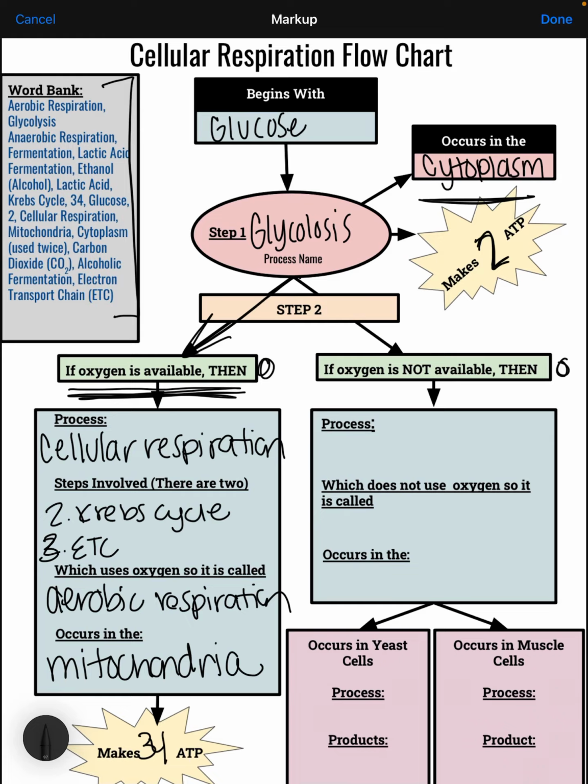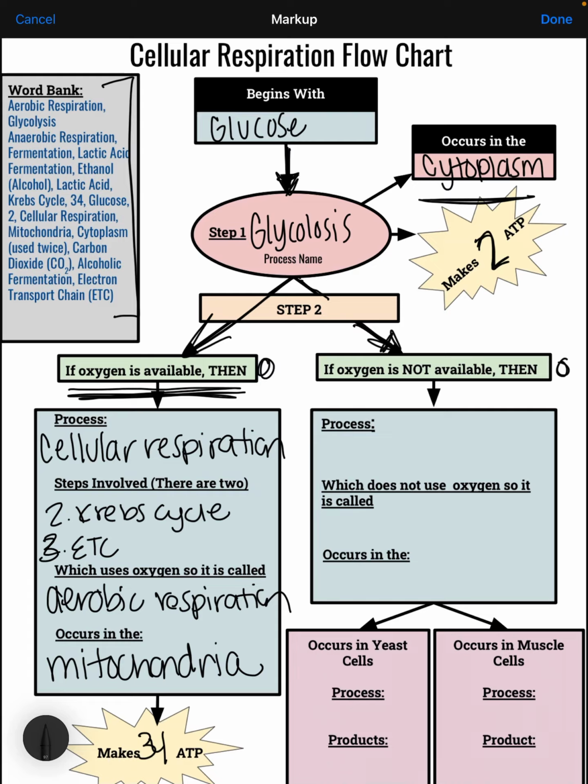Now, if after we have that one glucose molecule, we go through glycolysis, we make our 2 ATP, and there's not oxygen, we're not going to be able to take the highway. There's an obstacle in our way. We're not going to make energy quite as efficiently, but we will still make energy. If there is not oxygen, we can't go through cellular respiration. After glycolysis, we cannot go to the Krebs cycle. We cannot go into the mitochondria.